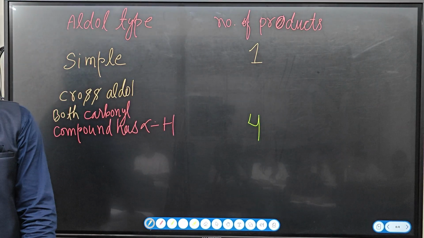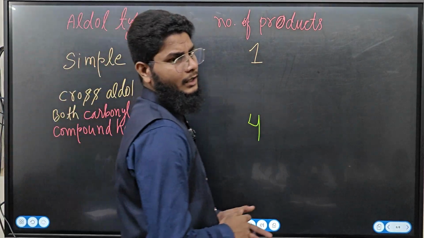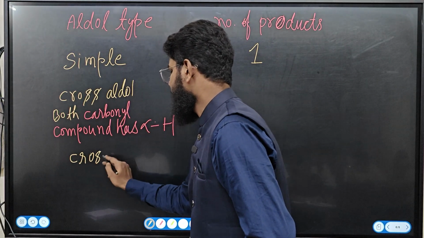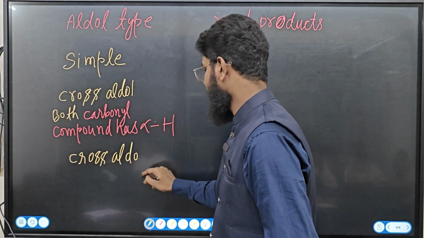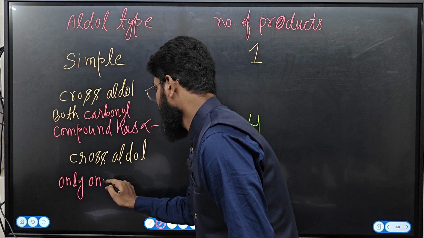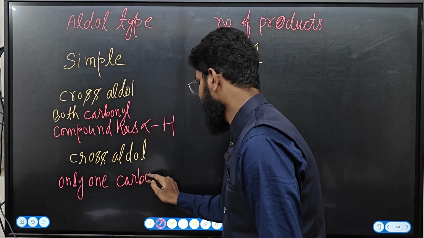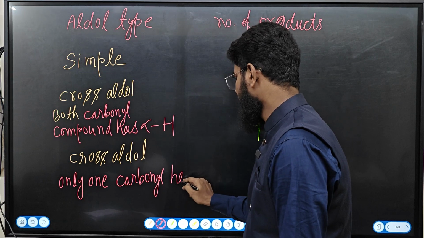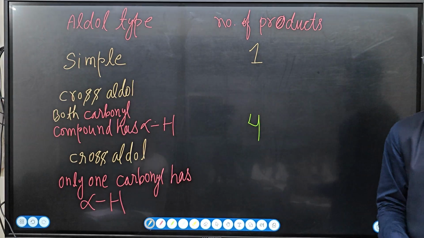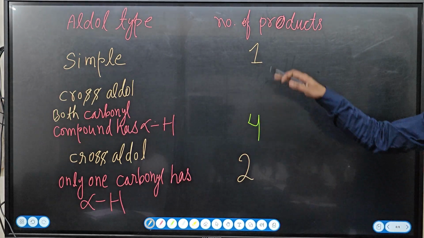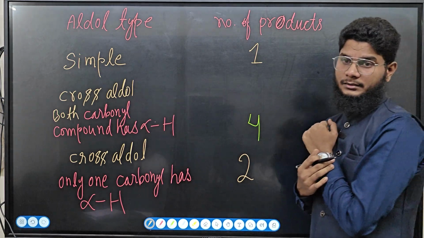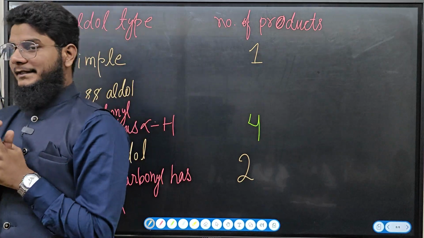And in the last case, it's also called cross aldol, but only one carbonyl compound has alpha hydrogen. In this case, how many products? 2 products. Okay, make this table, and you know very well how to draw the products.